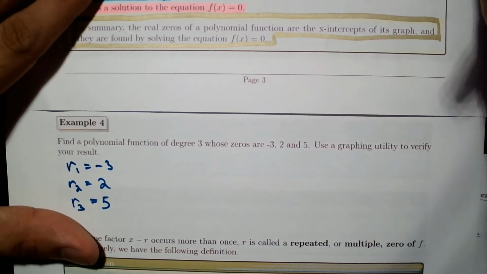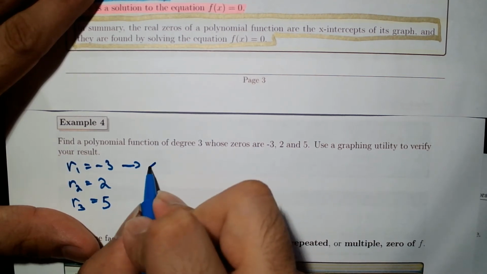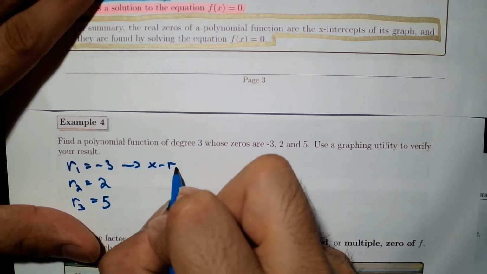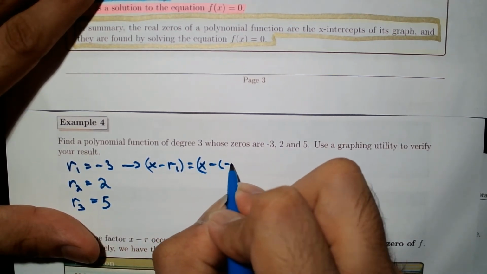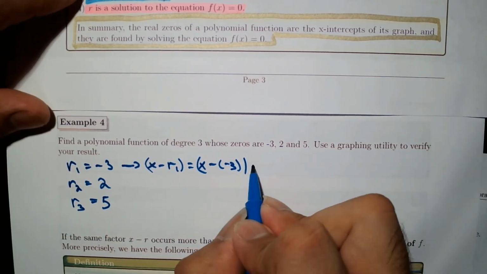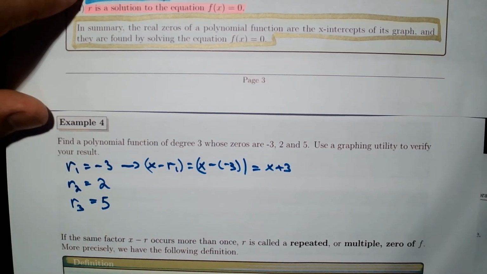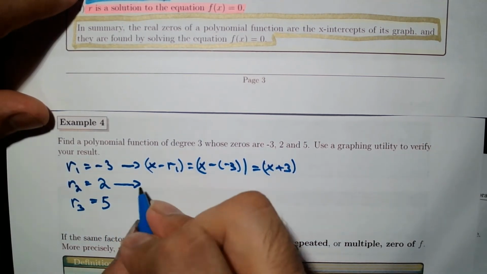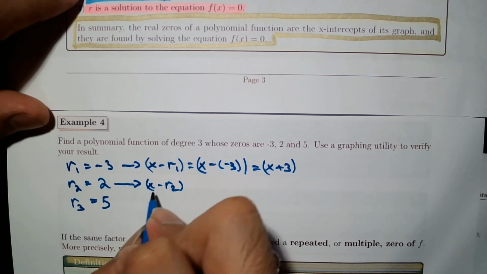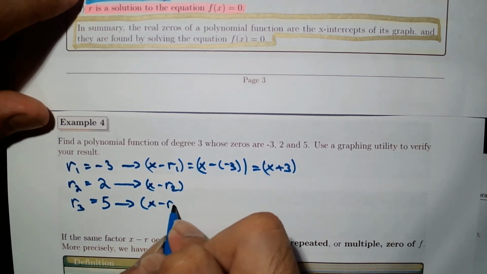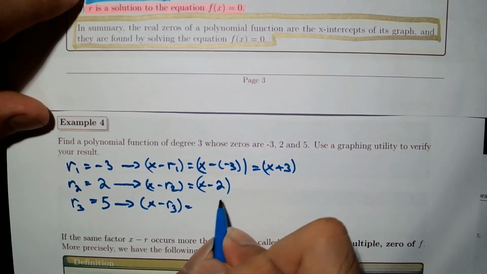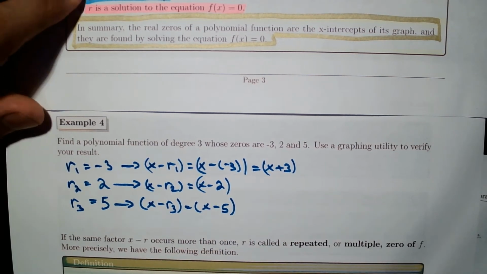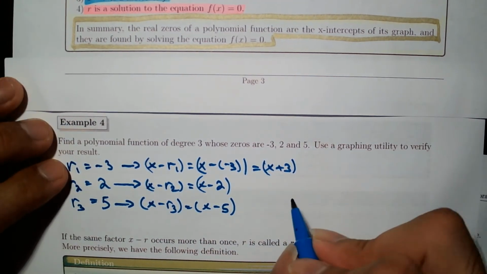That means x minus r is one of the factors. x minus r, which is x minus -3, is one of the factors, which equals x plus 3. x minus r2 is going to be another factor, and x minus r3 is going to be another factor. So in this case, x minus 2 and x minus 5. Now we are going to form this f of x.